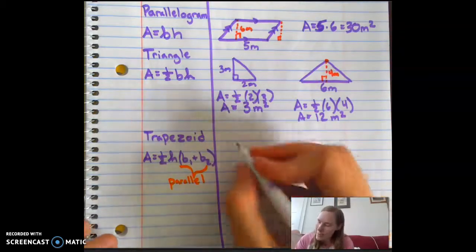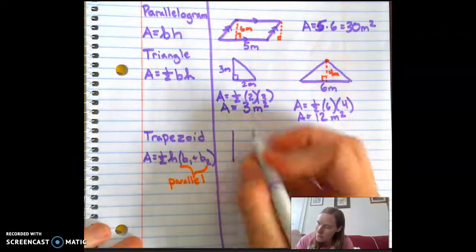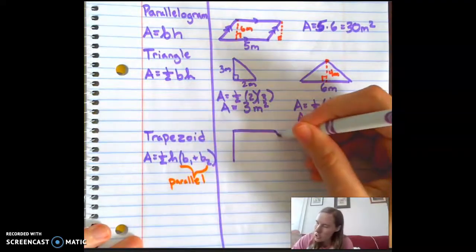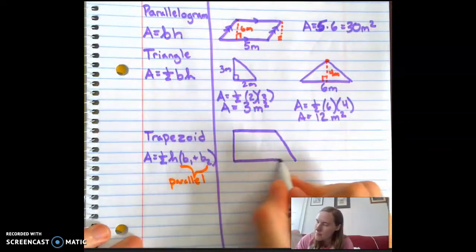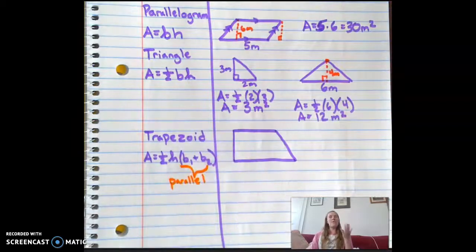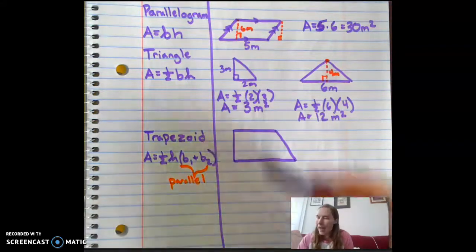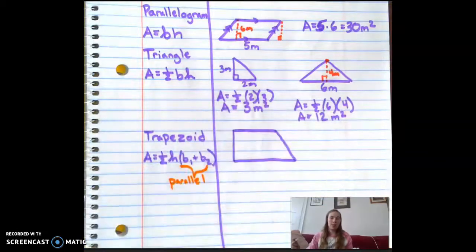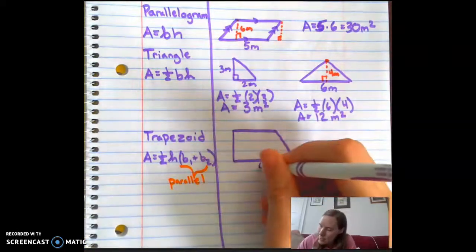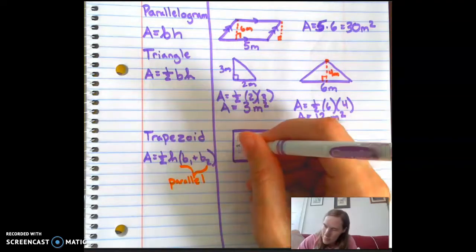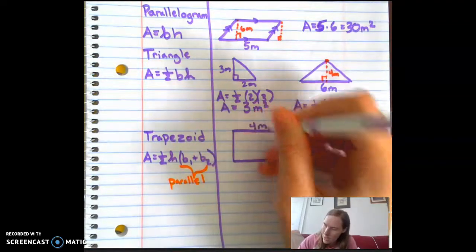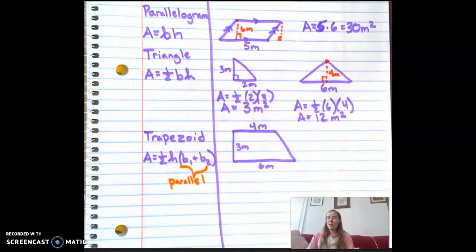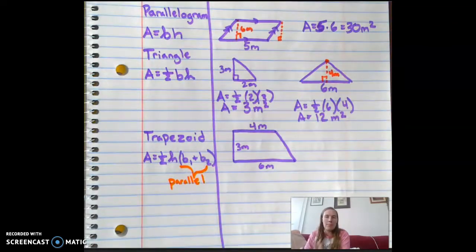So, let's say we have a trapezoid that looks like this. So, if we had to find our parallel sides, it would be these ones. It's pretty obvious because these are going to touch at some point. So, let's say this space right here is 6, this is 4, and this is 3. So I want you to try to plug this in and tell me what you get. All right, let's see if you're correct.